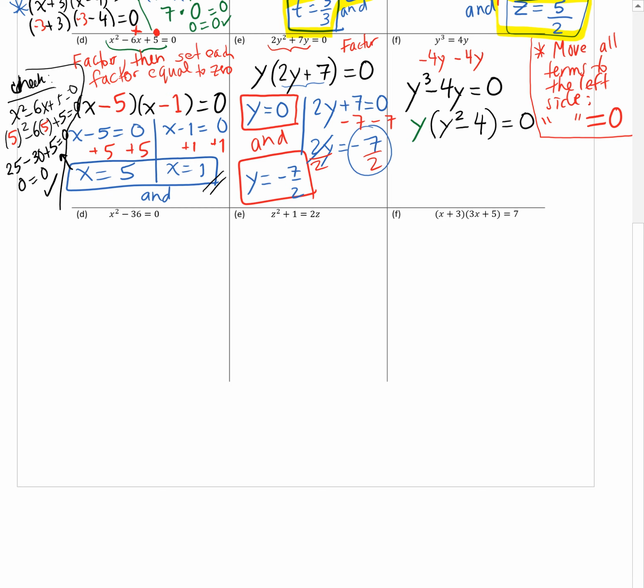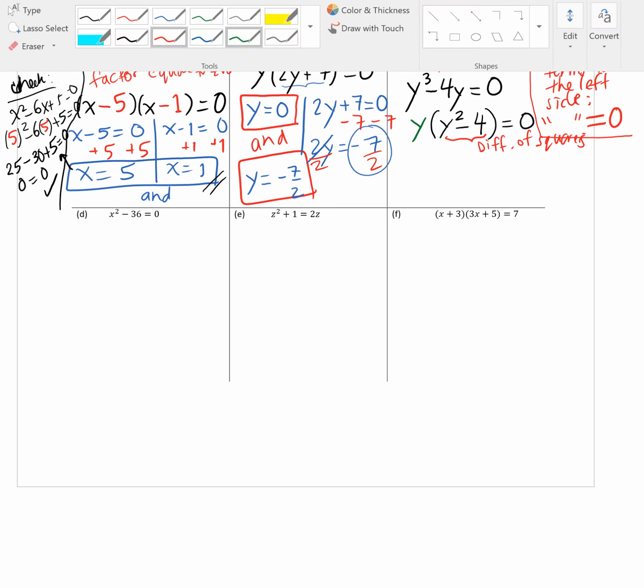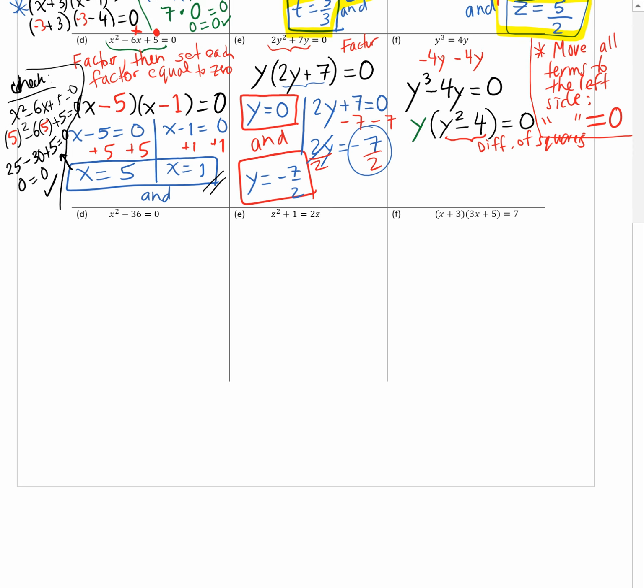We factored the y out, but unlike the last problem, part E, what's left in the parentheses can be factored further, because this is the difference of squares. So remember, it's something squared minus something squared, since 4 is 2 squared. So I'm going to leave the y outside the same, but y squared minus 4 you can write as y minus 2 times y plus 2. And now I think I've factored this as far as I can. I can't really simplify that anymore.